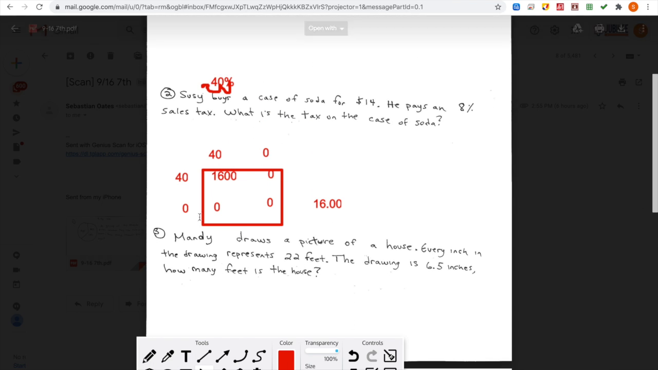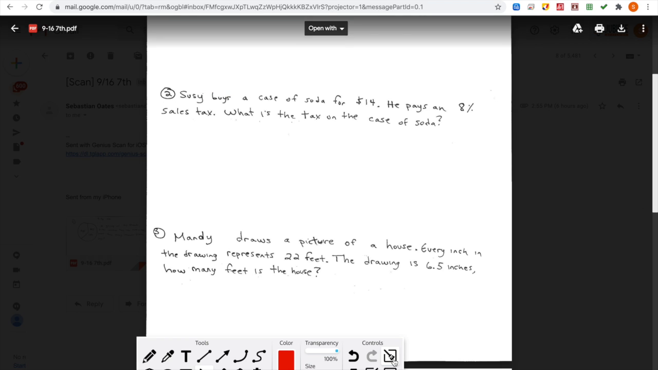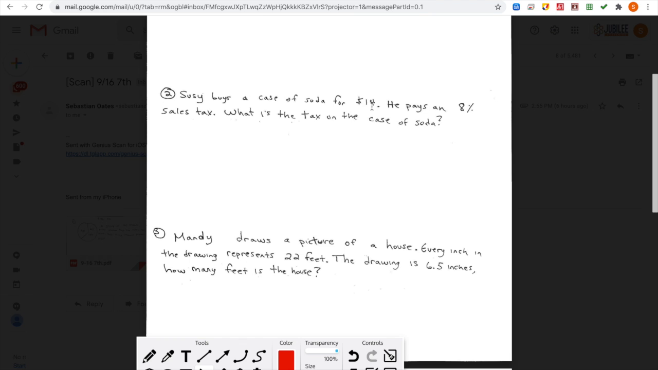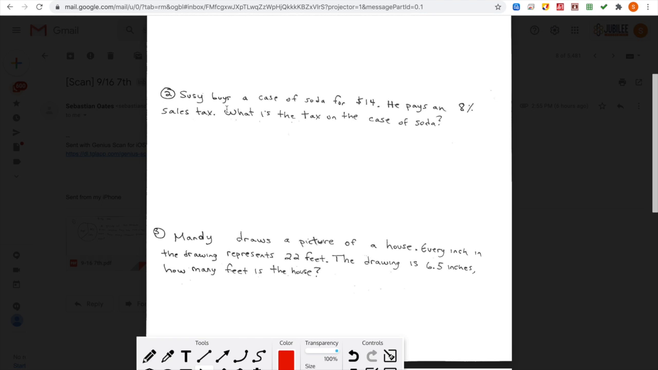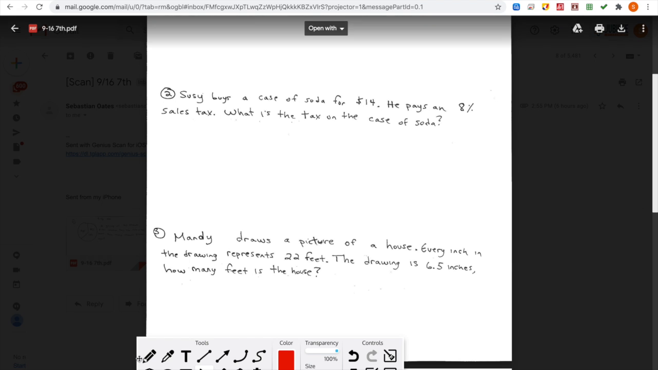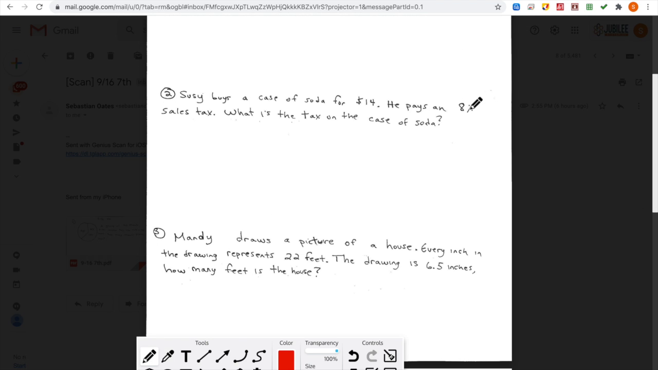So we're going to go down to number 2, which is really close to the same thing. Susie buys a case of soda for $14. Sorry, it should be she pays an 8% sales tax. What is the tax on the case of soda? Well, our whole thing is $14, but the tax is only going to be 8% of it. So we're going to go over 1 over 2, and we know that we're going to be multiplying that $14 times 0.08. So I'm going to go ahead and draw the box for that.